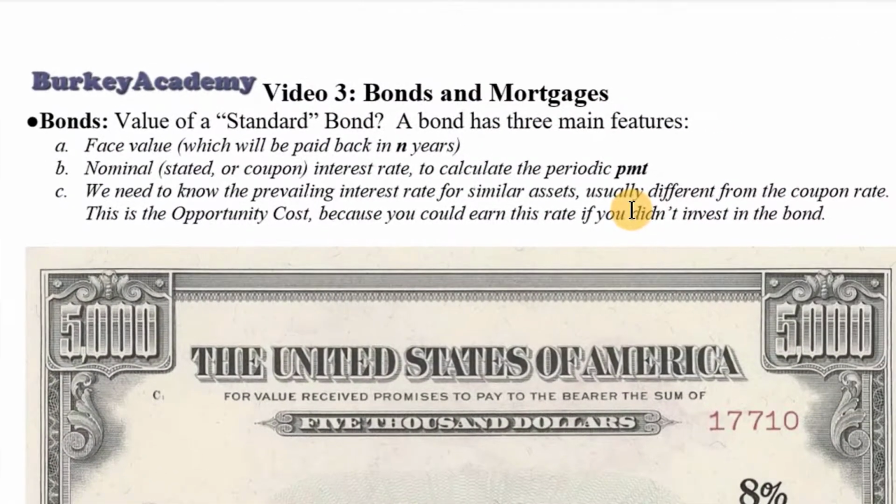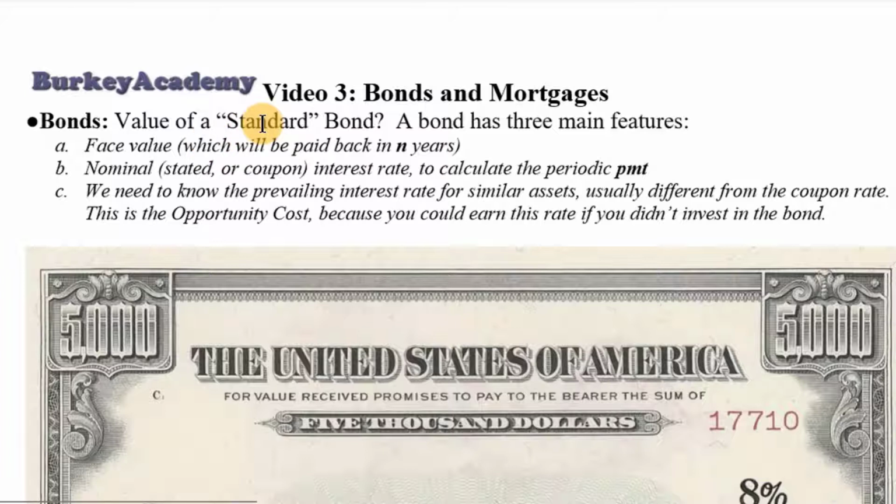In order to understand a bond, you really need to know three things to talk about the present value. What should I be willing to pay for a bond today? So you need to know the face value. The face value is how much is going to be paid back to you in years. So if it's a 30-year bond, you buy the bond now, and they're going to give you that face value that's listed on the face of the bond back in, say, 30 years.